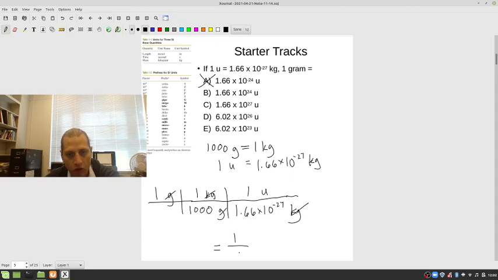So it would be 1 over 1.66 times 10 to the minus 24. The 10 to the minus 24 in the bottom becomes 10 to the 24 in the top. And then this is some number slightly less than 1. Okay, so it's probably around 0.6. So I would guess that I'm going to have something times 10 to the 23rd.